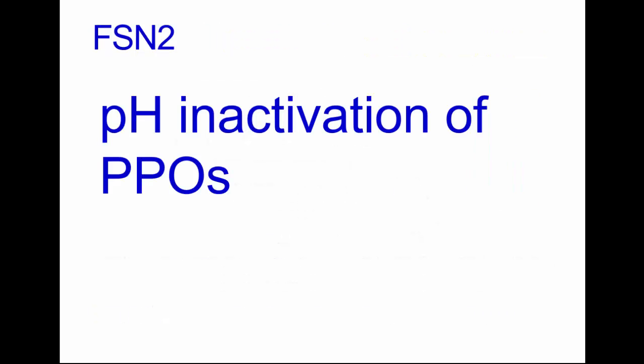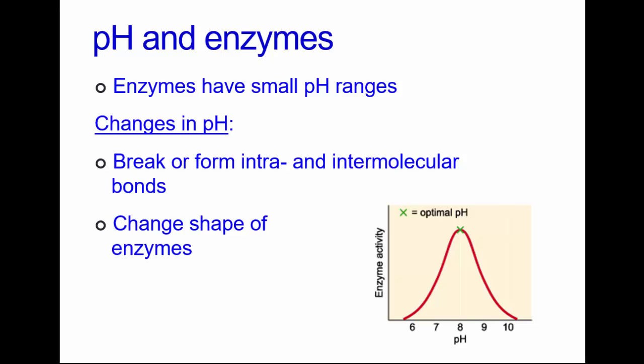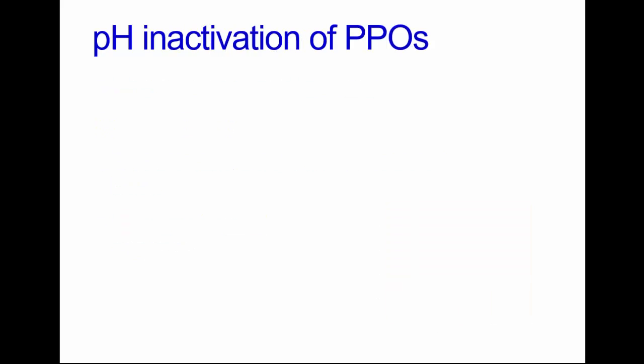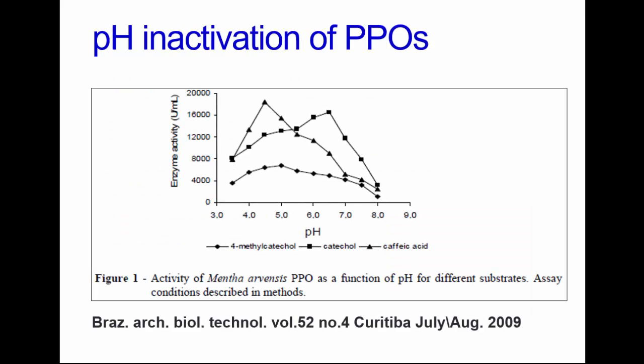Okay, pH inactivation of PPOs. All enzymes have an optimal pH, just like their own optimal temperature, and that can be quite a narrow range. And outside that range, activity drops off rapidly, again because of the shape of the enzyme changing. It can't work in the way it's supposed to. The pH optimum for wild mint is more complex than the graph seen for temperature, but you can see the fall of activity both below and above the pH maximum is pretty clear.